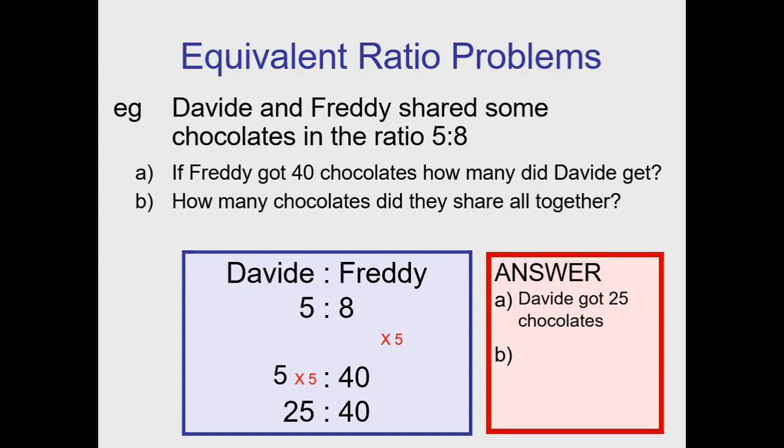Again, go back to the question to make sure that we have answered it fully. Part B, how many chocolates did they share all together? They're not asking us what's the ratio. They're asking me how much is that together? 25 and 40 chocolates. That makes 65 chocolates altogether. Okay, so you might want to go back and copy the note now, or take a pause and finish copying this example, but we're going to go on to the exercise in a minute.